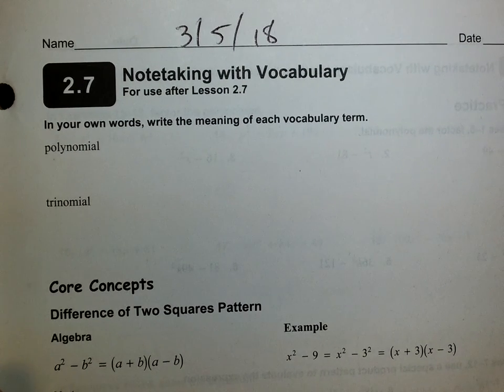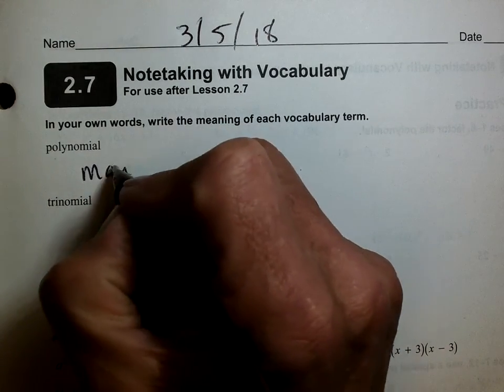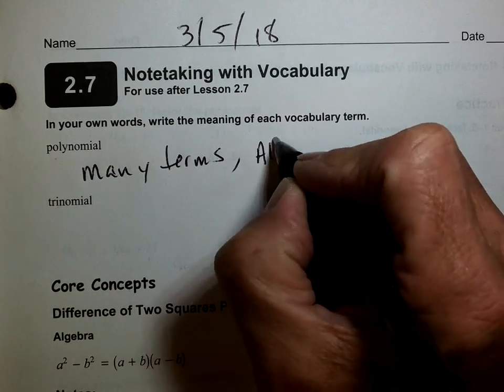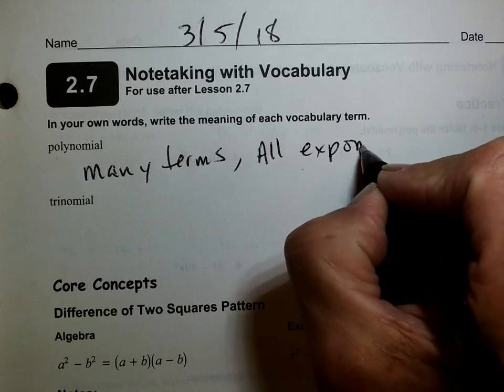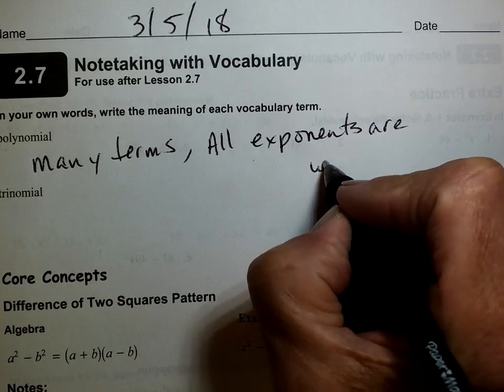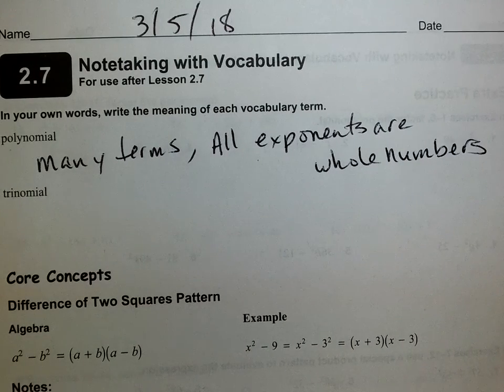So, polynomial. What did we say about a polynomial? We said that it has many terms and all exponents are whole numbers. Poly means many, it's a Latin word for many. But it has to have whole number exponents. It's got to have either x squared or x cubed or x to the fourth, but it can't have x to a fraction or x to a decimal.